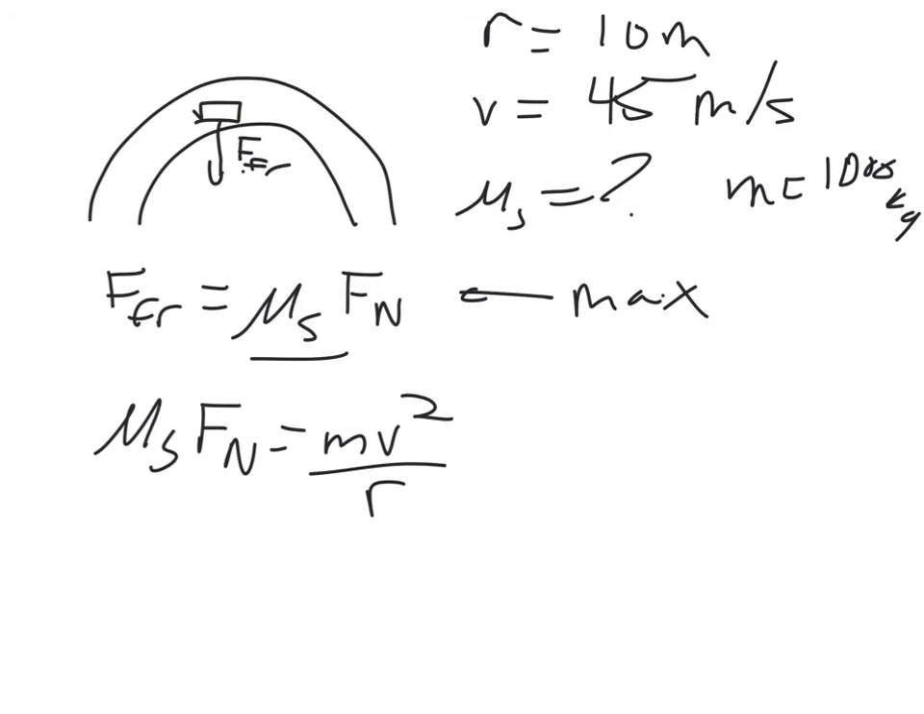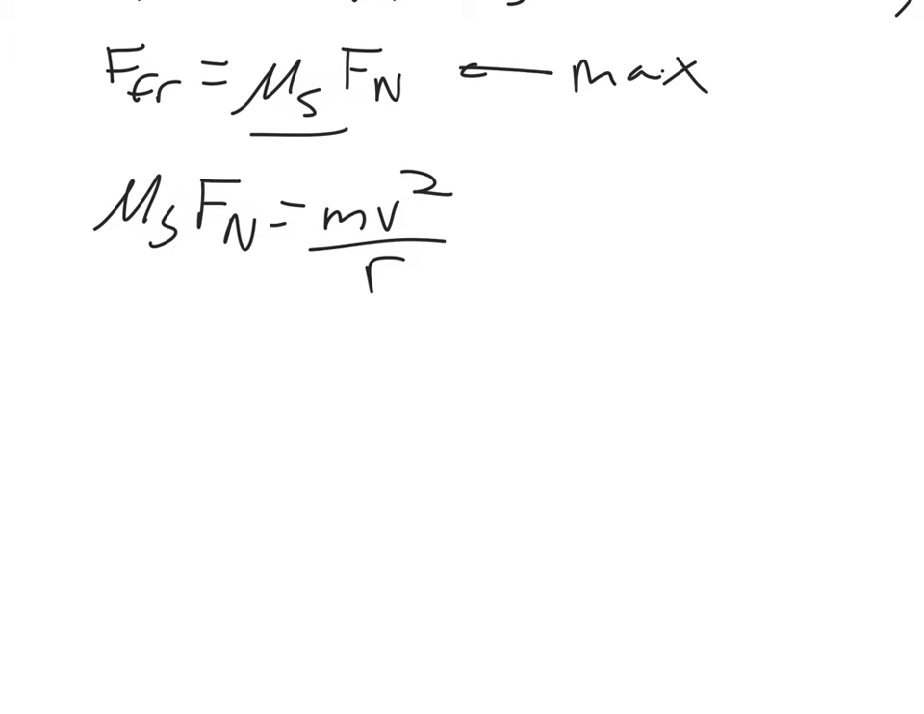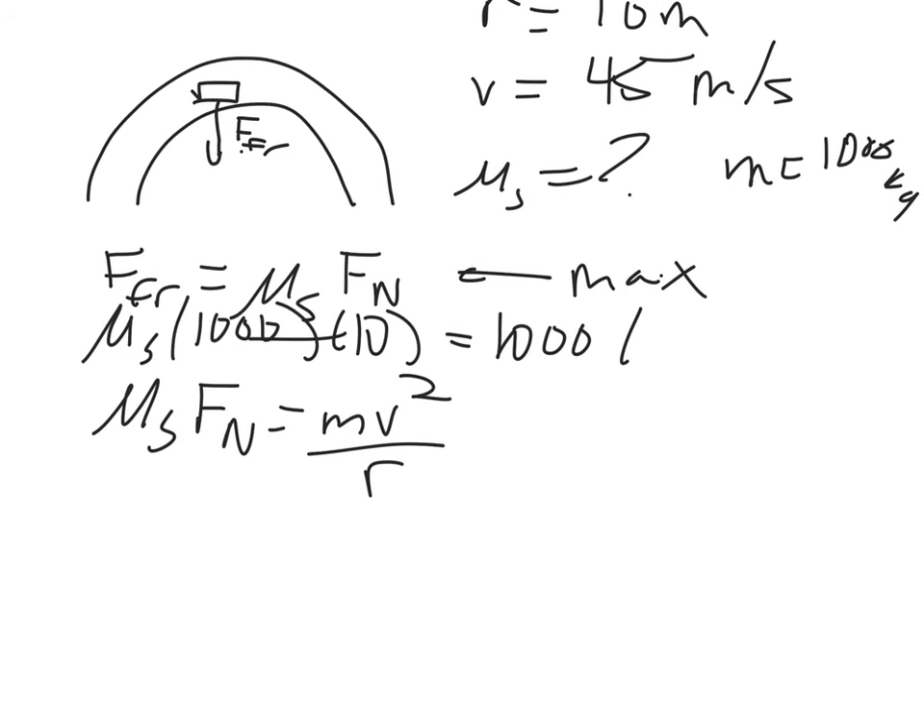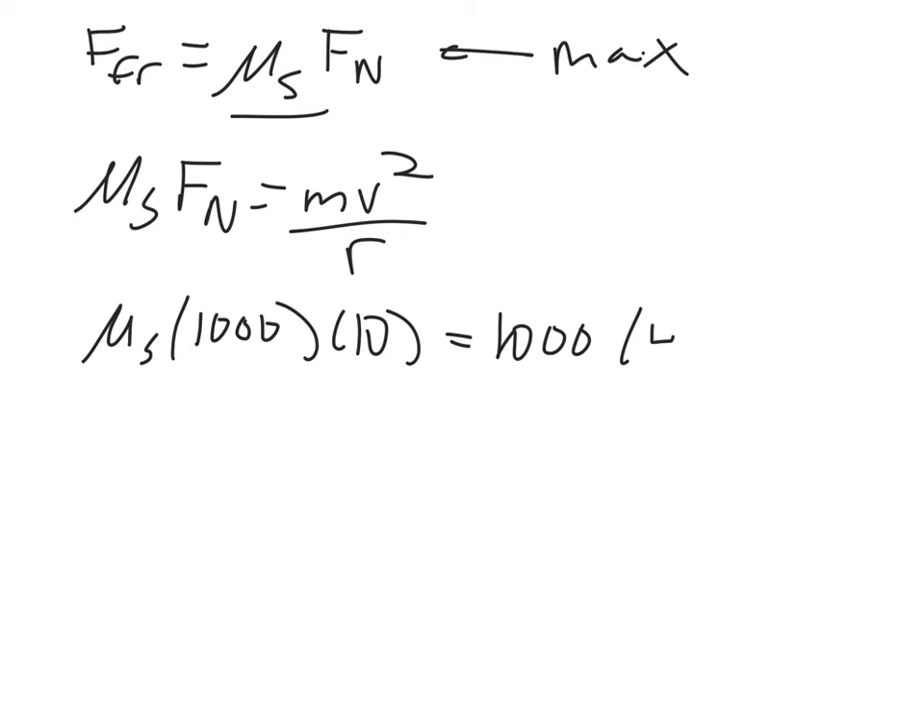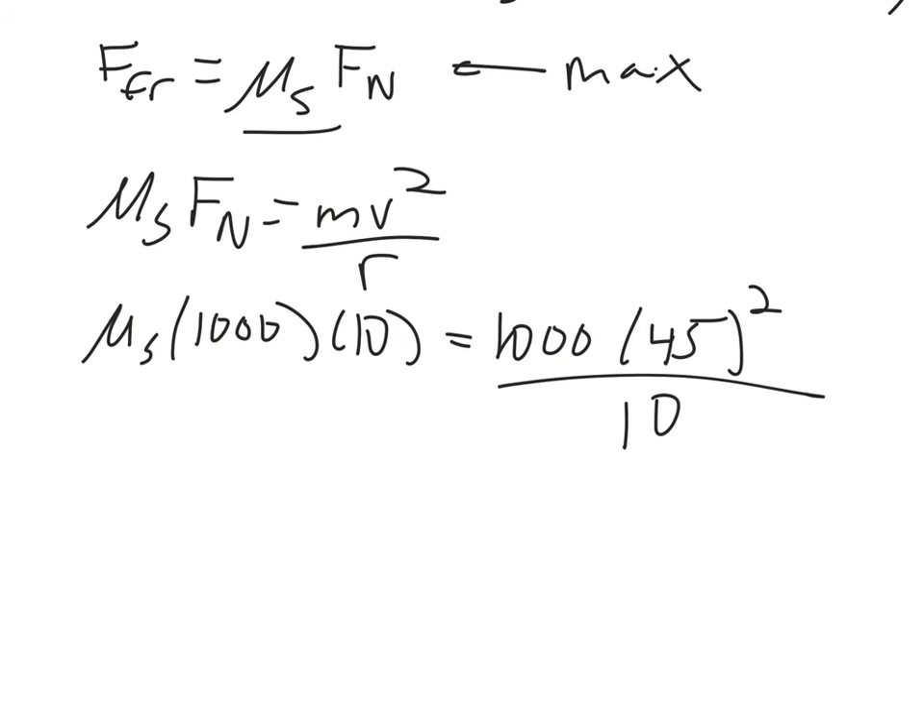So from here I can start putting in some numbers. So mu sub s is what I'm looking for. My normal force is going to be that 1,000 times 10, and that is equal to 1,000 times my velocity squared. My velocity was 45. That's 45 squared over the radius, which is 10 meters in this case. So I can go ahead and do a couple of things here.